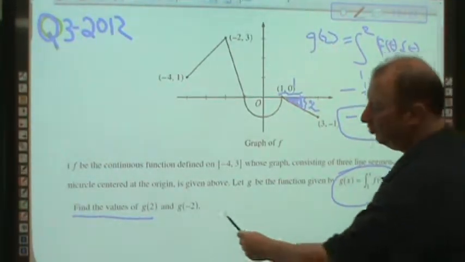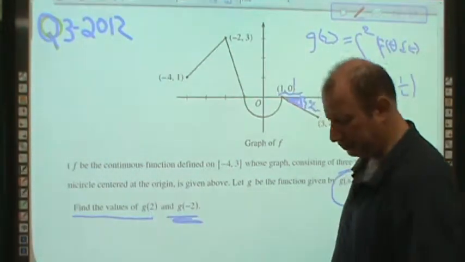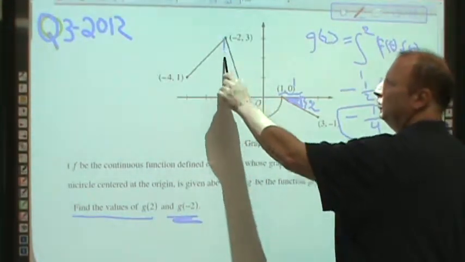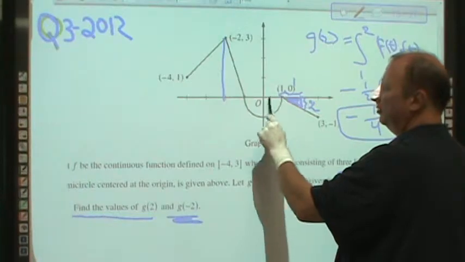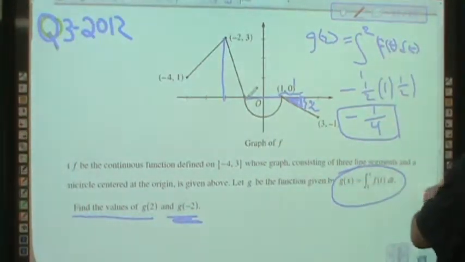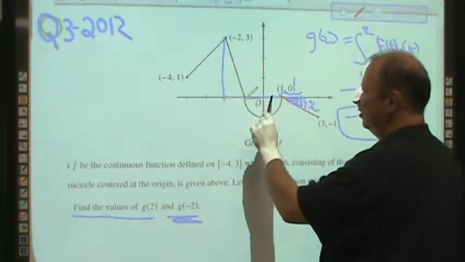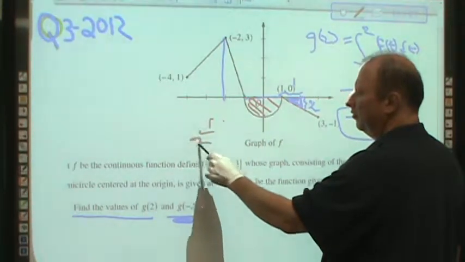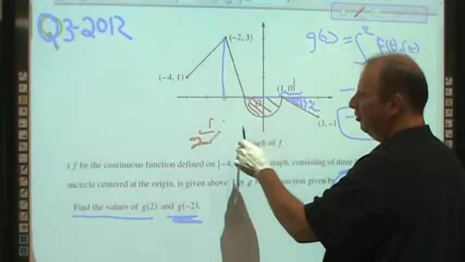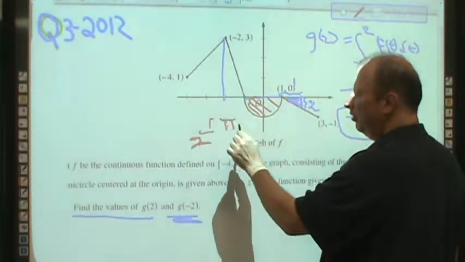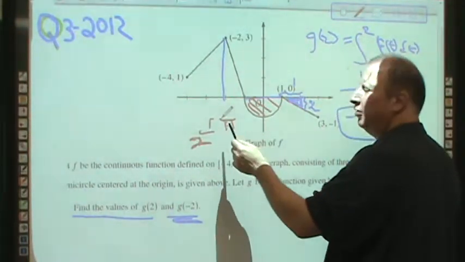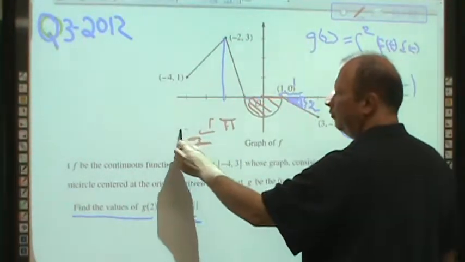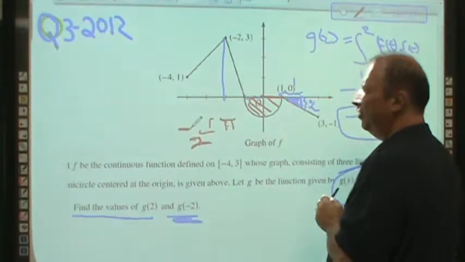Now for the second question, g of negative 2. Let's look at g of negative 2. Again, we're going to look at the area, but this time it's a little different, and we'll talk about it at the end. The area of this piece is 1/2 of the area of the circle, which is pi r squared, which is 1 squared, because the radius is 1. But since it's below, we're writing it as negative 1/2 pi.